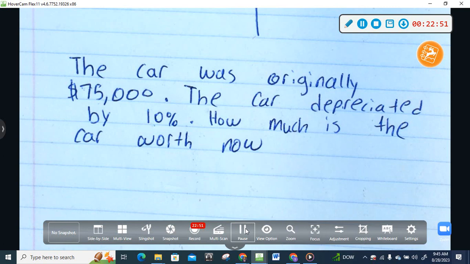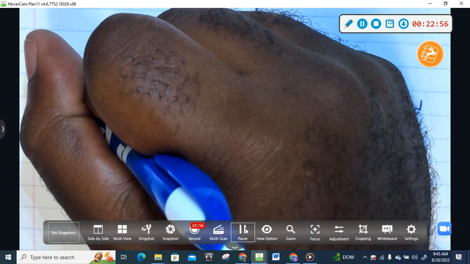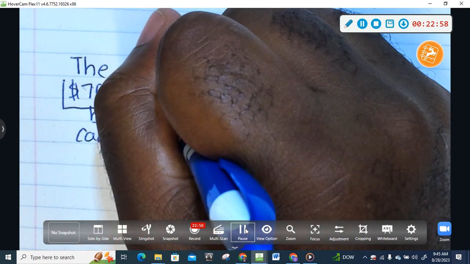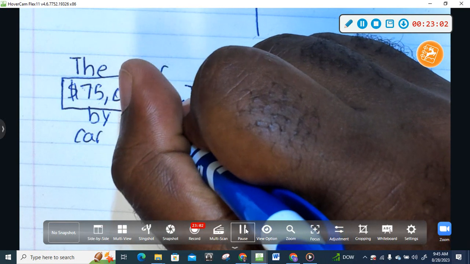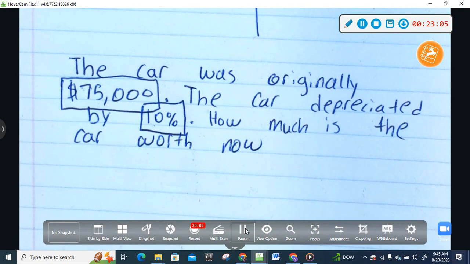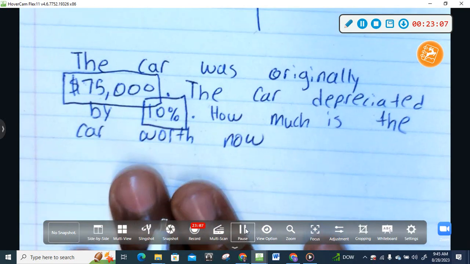So what I like to do, I want y'all to get used to finding these key things in these problems. So what I'm gonna do is I'm gonna box in this price right here. You don't have to write it, but I'm just gonna get you used to doing it. And I'm gonna box in my percent. That way those things stand out to me. I don't have to look for them in the problem.